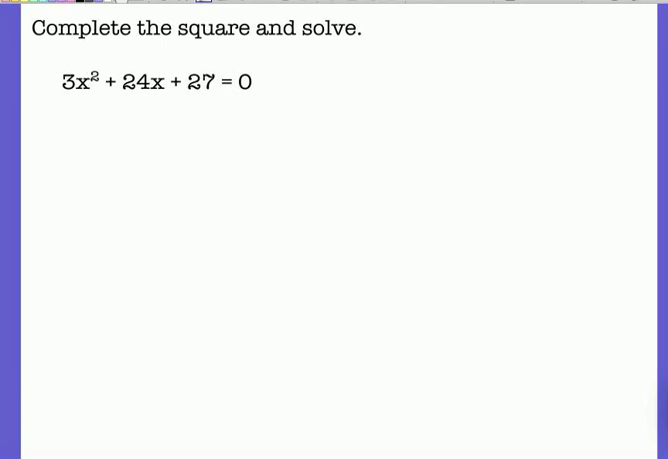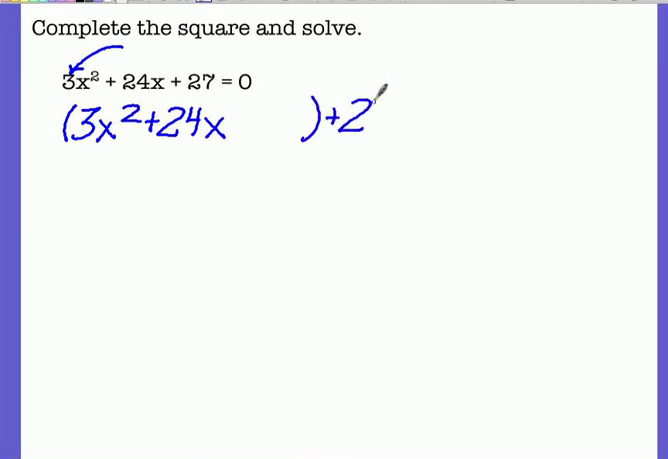A little bit different than the last one because it has a leading coefficient other than 1, this 3 here. Although it's going to start the same way as the others, it will be a little bit different after that. First, group the first two terms together. Leave a space, and then put 27 off to the side with the space equals 0, just like we did before.